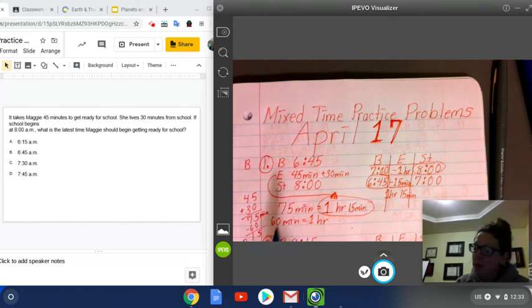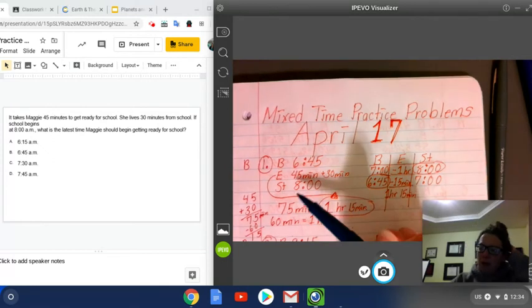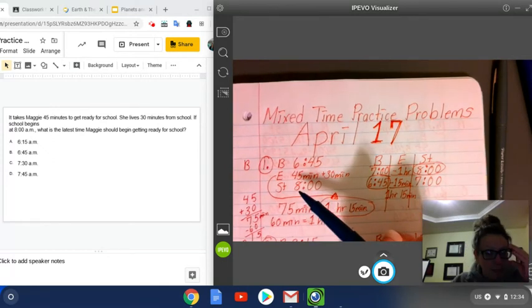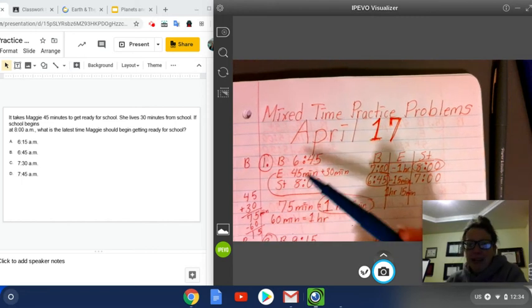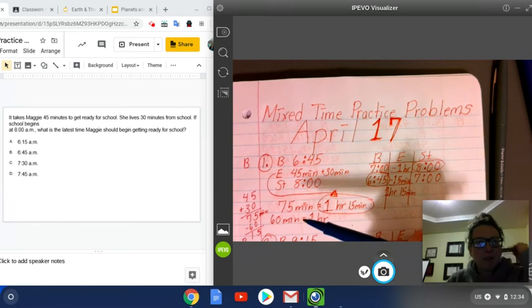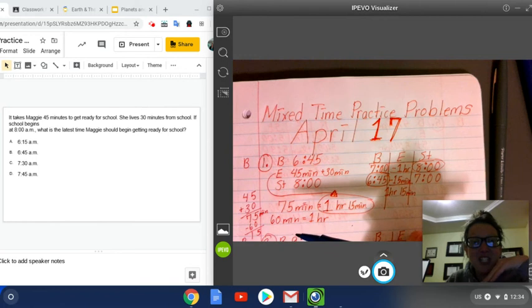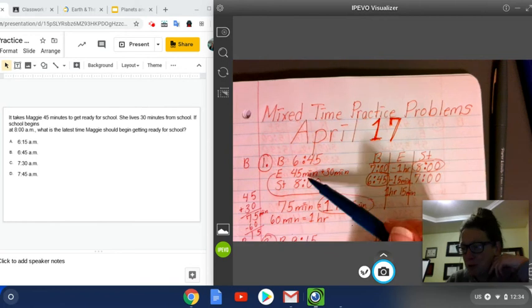So I know that even though it says school begins at 8, that's not my beginning time because that's what time she wants to be there. She doesn't want to be late for school. Imagine if she was late and she missed Mrs. Smith's math class. She'd be pretty upset, right? So we know that we're given our stopping time, which is 8, because that's what time school starts. And then it says it takes her 45 minutes to get ready, and then she lives 30 minutes from school.